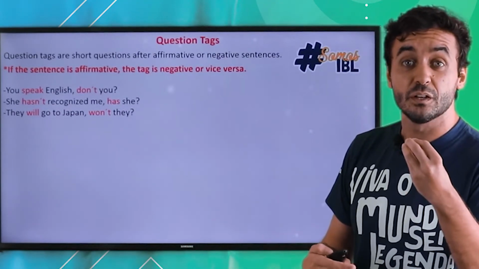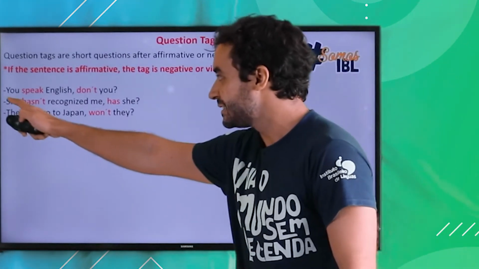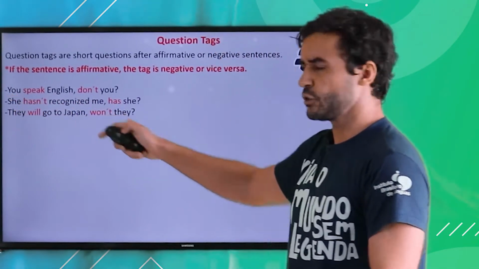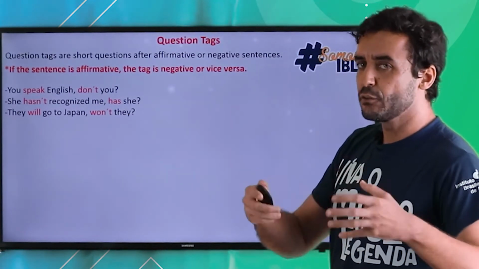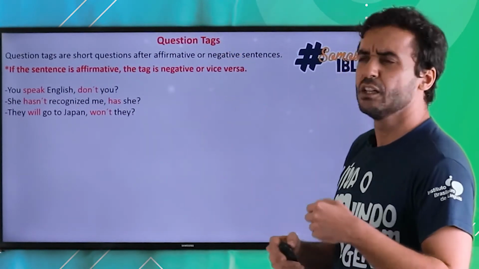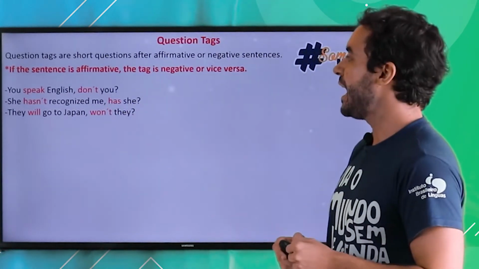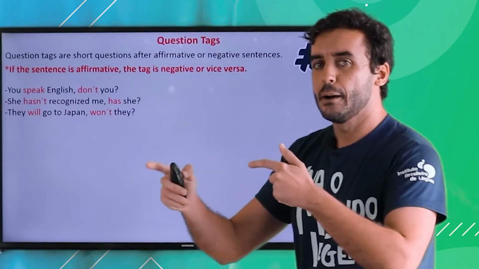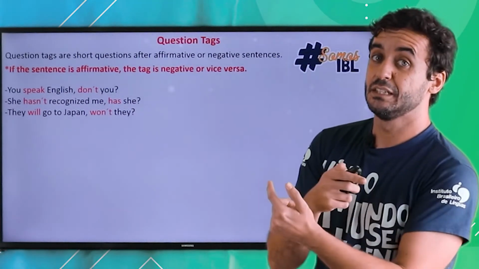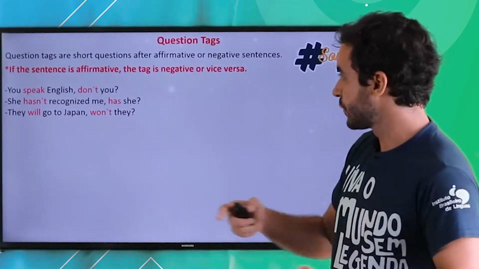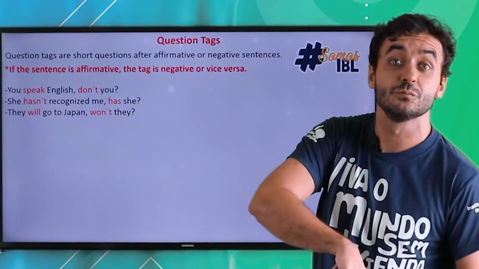So it's very useful. It's very useful for speaking, right? So for example, in this case, you speak English. So we have a sentence in the present simple, right? And whenever we want to make a question tag like don't you, has he, won't they, right? We have to make the opposite from what the sentence is. We have to deny or affirm. For example, we have an affirmative. You speak English, don't you, right?